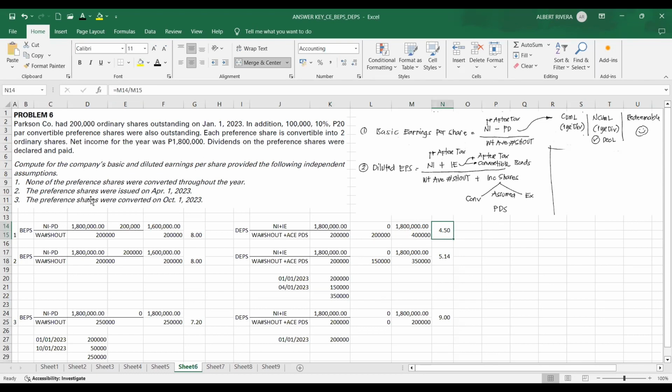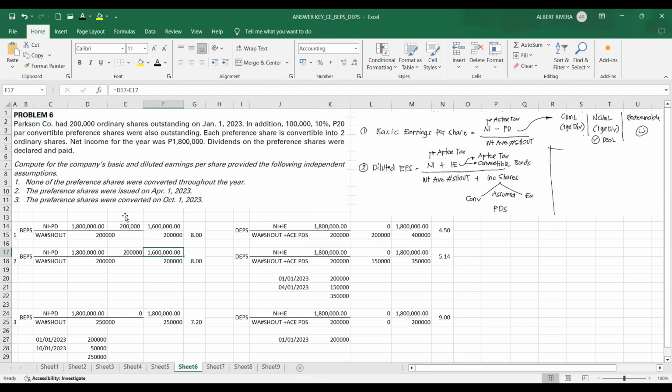How about for scenario 2? That the preference shares were issued April 1. May issued yan. Date of issuance, not date of conversion. Okay. So here, your net income is 1.8 million pesos. Then still, this is your dividend, 1-year dividend, preferred dividends. So this is 100,000 times 10% times 20. So this is 200,000. So this is 1.6.